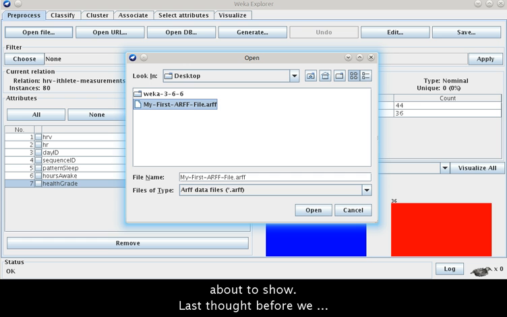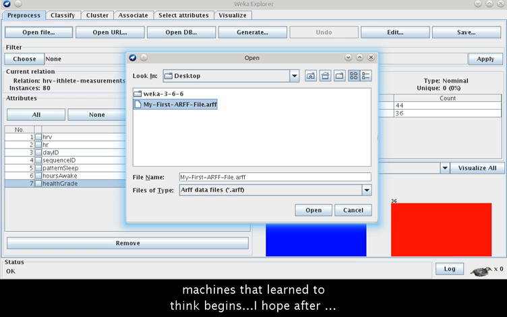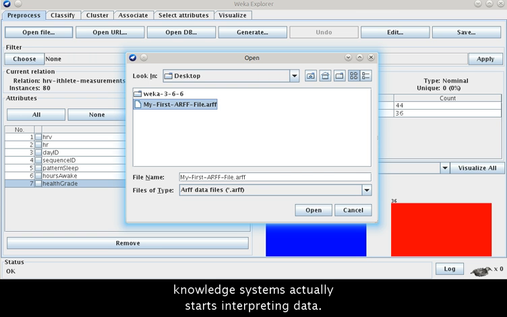Last thought, I promise, before we start: if you haven't heard of a hybrid knowledge system for decision making, or understood where knowledge based on machines that learn to think begins, I hope after watching this you'll be able to visualize the Weka toolkit and how machine-based advice in these knowledge systems actually started interpreting data.